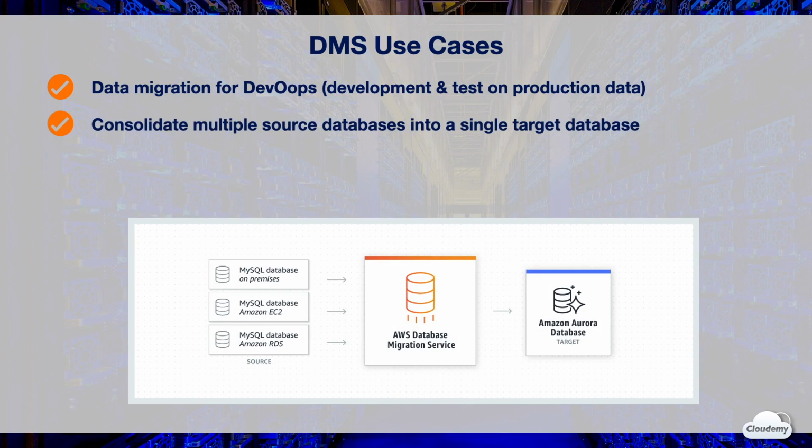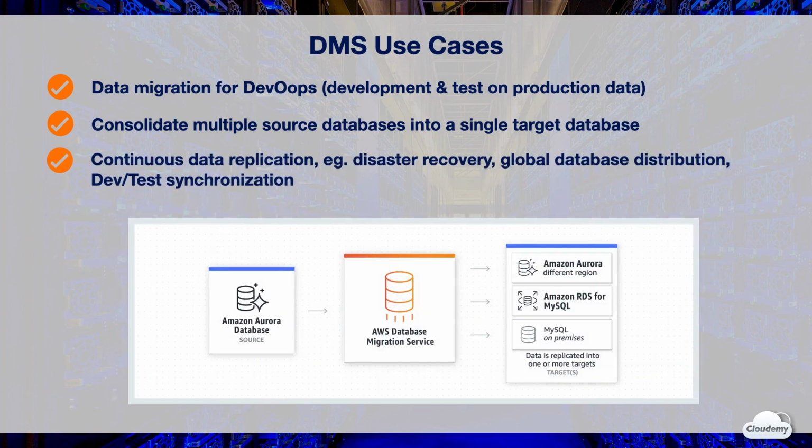DMS supports both homogeneous and heterogeneous migrations. The source databases can be databases running on EC2 instances, RDS databases, on-premises databases, or a mix of different databases spread across different locations. For example, you can have one source database running on premises, the second one running on EC2, and the third one is an RDS database. The target can be a database running on an EC2 instance or an RDS database.